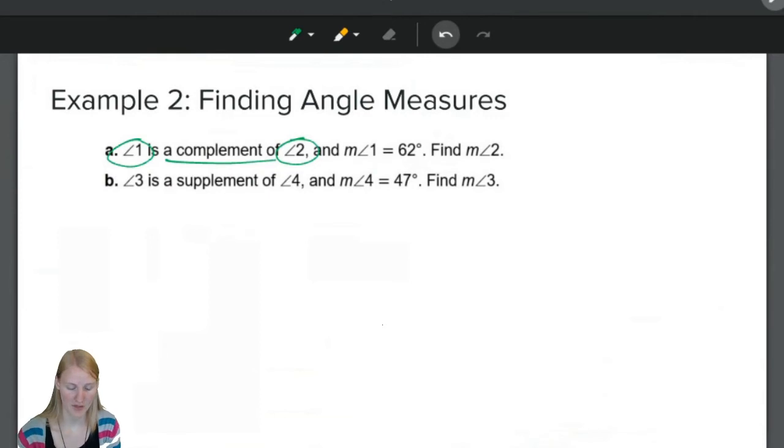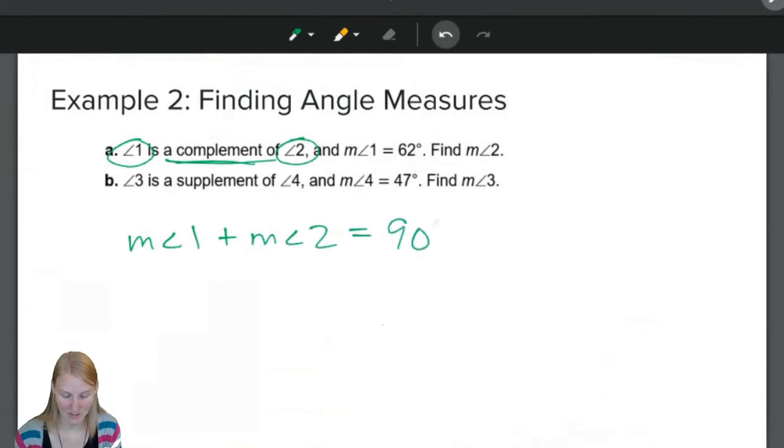Remember that that means the measure of angle 1 plus the measure of angle 2 equals 90, because complementary means they add up to 90. Okay, now we are told that the measure of angle 1 is 62. So measure of angle 1 is 62 degrees. And we want to find the measure of angle 2.